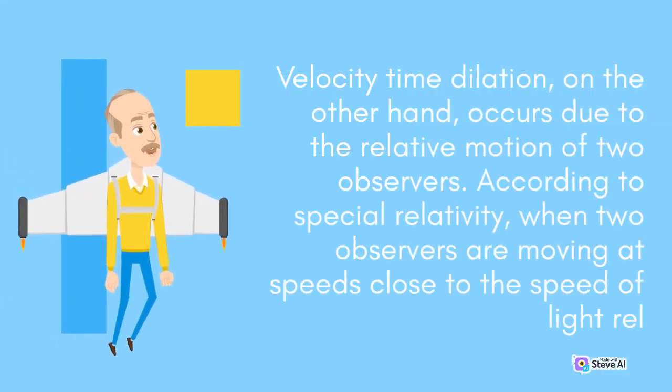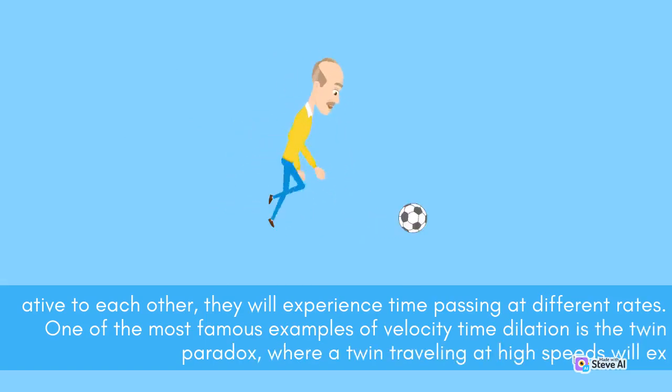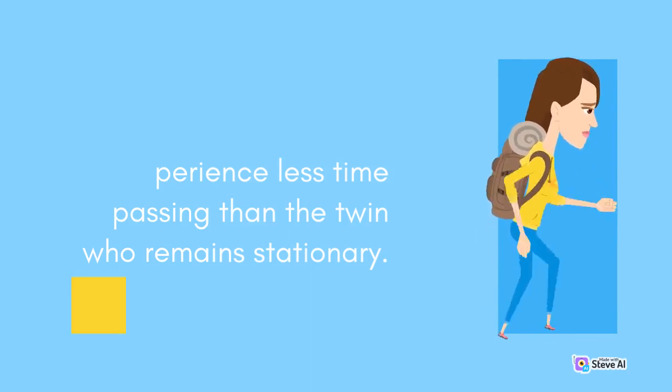Velocity time dilation, on the other hand, occurs due to the relative motion of two observers. According to special relativity, when two observers are moving at speeds close to the speed of light relative to each other, they will experience time passing at different rates. One of the most famous examples of velocity time dilation is the twin paradox, where a twin traveling at high speeds will experience less time passing than the twin who remains stationary.